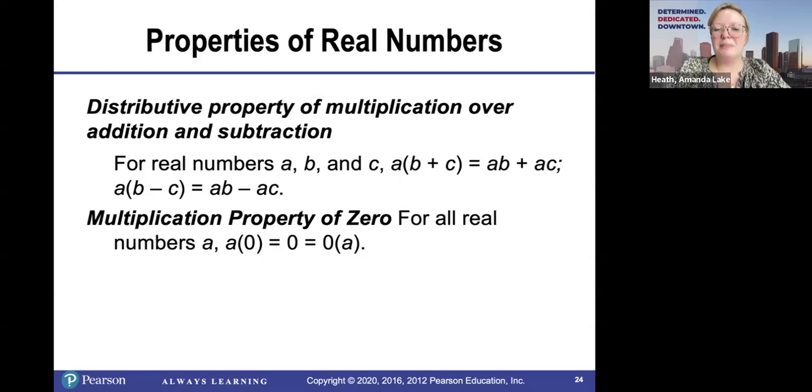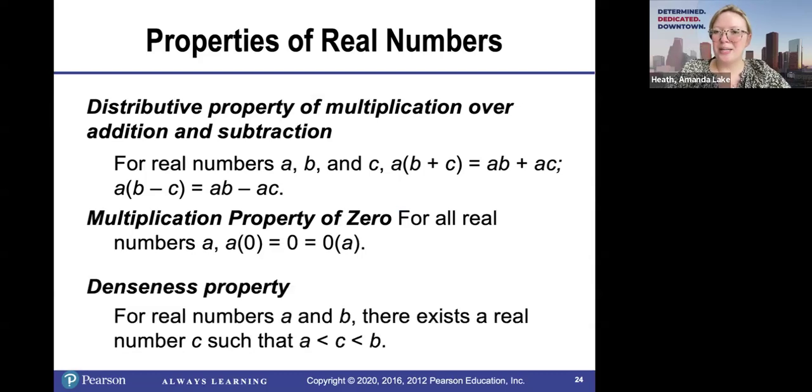And then for all real numbers, if we multiply it by 0, we get 0. And then finally, for real numbers A and B, there's always a number C in between them. So this is something that we don't get in the integers, for example.